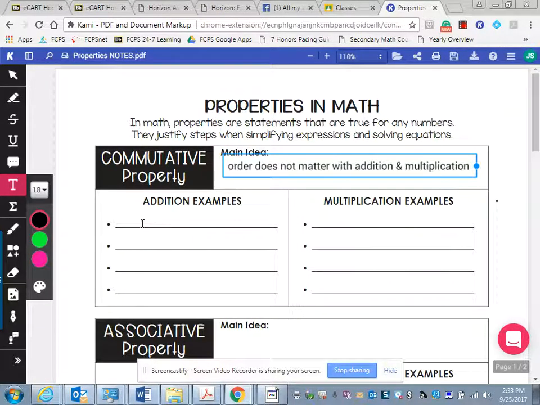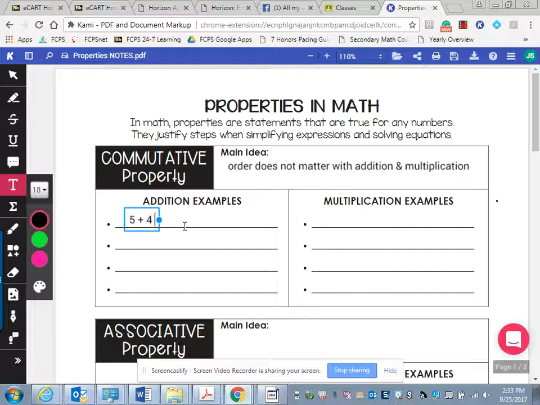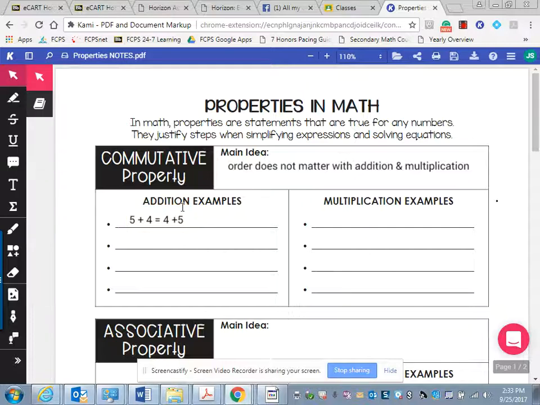What does that look like? So let's look at some addition examples. First one we have is 5 plus 4. Would obviously be 9, but 5 plus 4 is the same as saying 4 plus 5, okay? Now, one thing I want to point out to you is that, yes, 5 plus 4 and 4 plus 5, the only thing that's different between the two is the order changed. But regardless of the order, the answer will still be the same thing, okay?